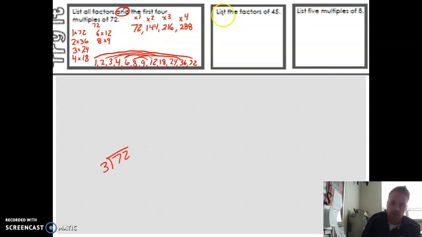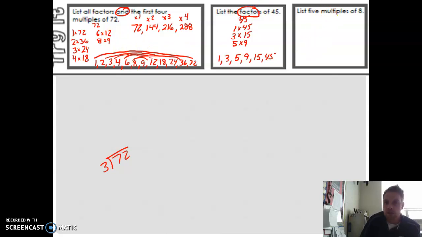Okay, list all the factors of 45. So again, let's think of 45. Well, let's see. 1 times 45. 4 plus 5 is 9. 9 is divisible by 3, so we can obviously take 3 into this. 3 times 15. It's not even, so 2 can't go into it. 4 can't. 5 can. 5 times 9, right? And I think that's it. So our factors, again, we're going to list them: 1, 3, 5, 9, 15, and 45 are our factors of 45.